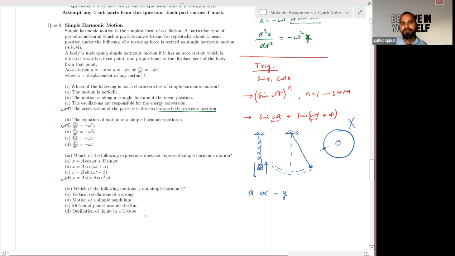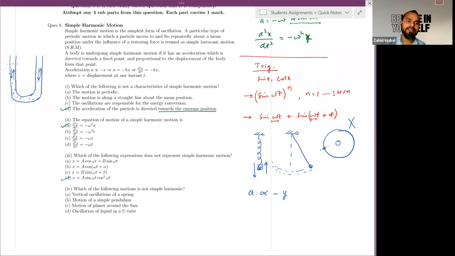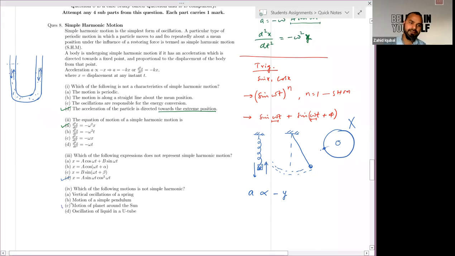And the last part, oscillation of liquid in a U-tube. Suppose you have a U-shaped tube like this, in which liquid is initially filled up to this point. If you compress along any one side, it gets raised on the other side, and due to this, it will start oscillating up and down, up and down. So it will perform SHM. So option third will be incorrect.